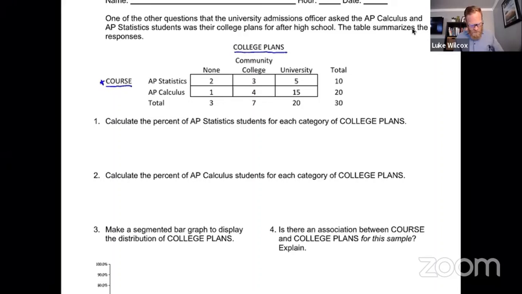And you might say course is a variable because there are 2 different possibilities there, but we've really selected samples from 2 different groups there. And this is really the thing that we're asking though, the sample, right? What are your college plans? So the variable here is going to be college plans.